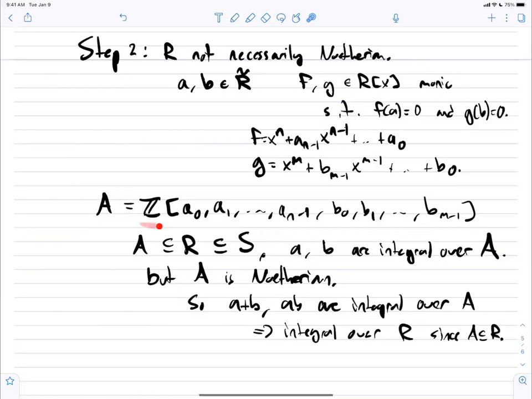Yes, and this ring is Noetherian because it's finitely generated over Z. This is a standard result about Noetherian rings. We can take a finitely generated ring over any Noetherian ring, and it's still Noetherian.